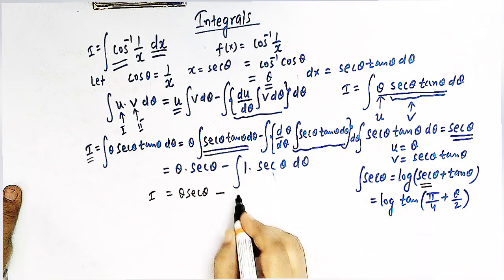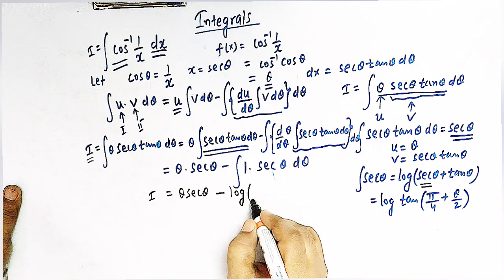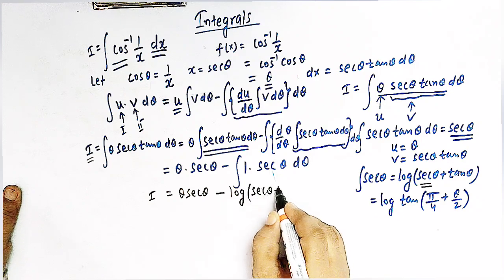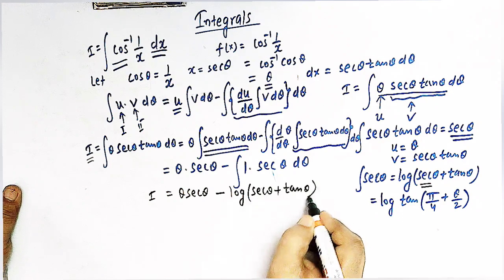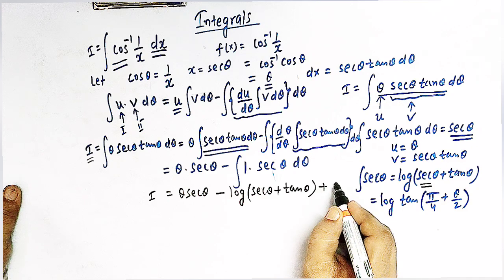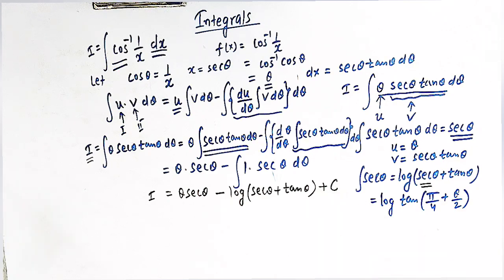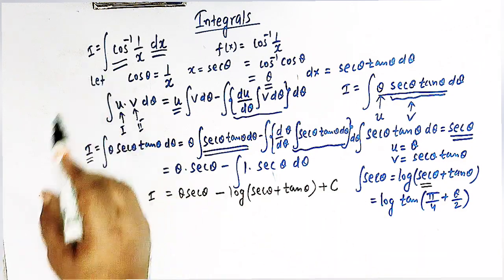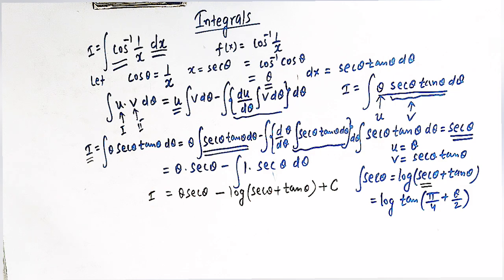Here we'll prefer this result, and we have I is equal to theta secant theta minus the integral of secant theta, which is a log of secant theta plus tan theta, and here we have the constant of integration as c, because we are dealing with indefinite integrals.